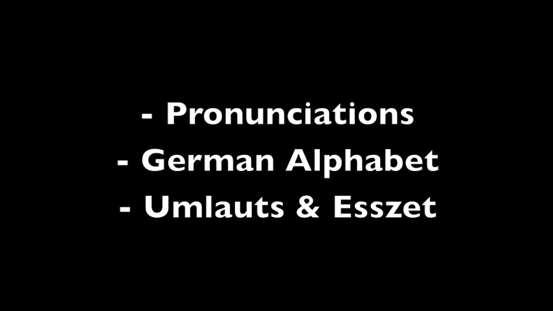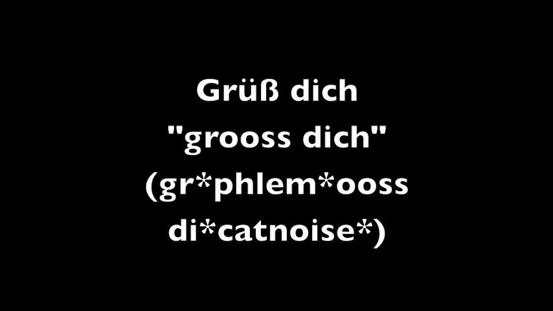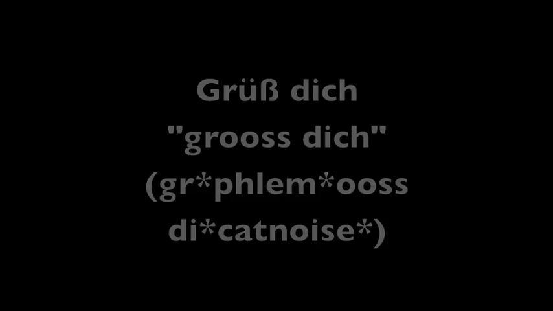So let's start with greetings. To say hello, you say hallo. You can give a simple hi, or you can say grüß dich. Grüß dich at the end, of course, uses the cat noise, which is a CH. And you also use the rolled R at the beginning. Grüß dich. So, hi, hallo, grüß dich.